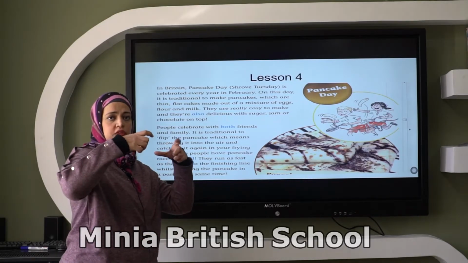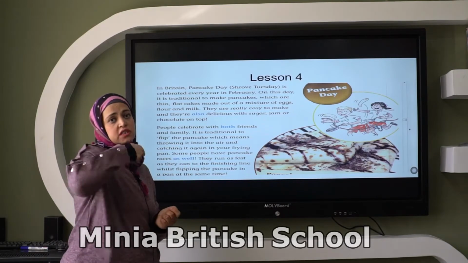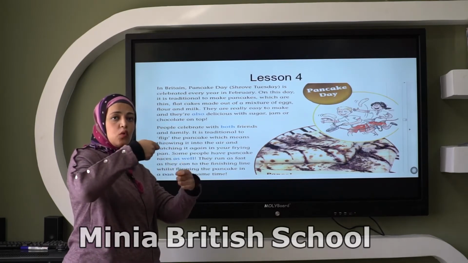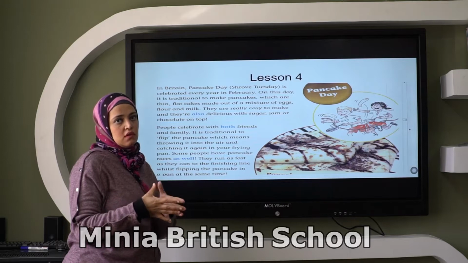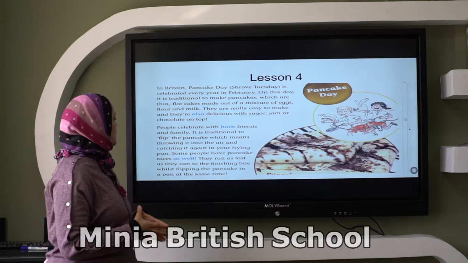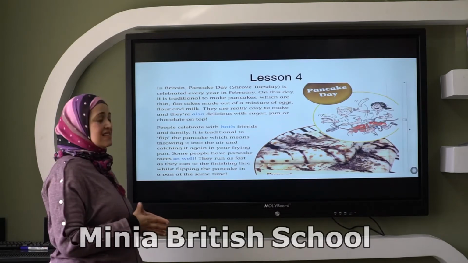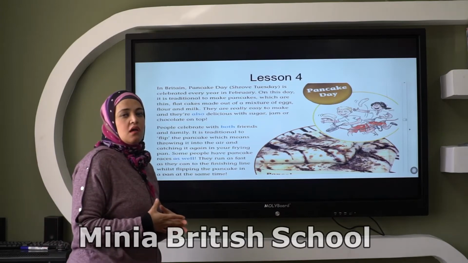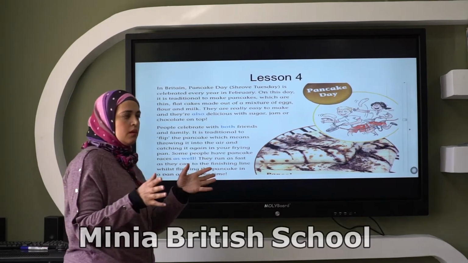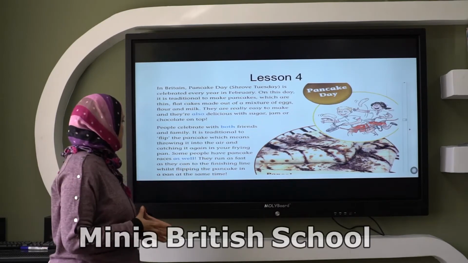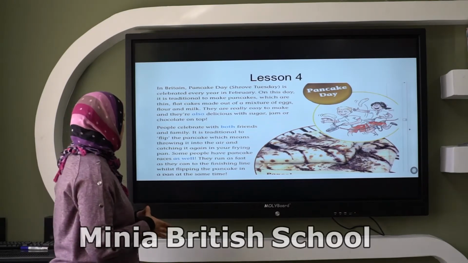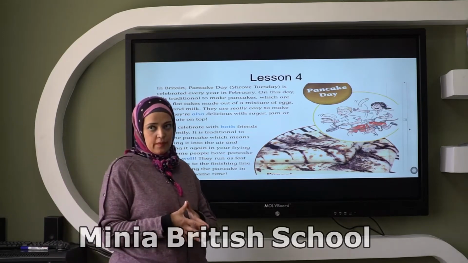flipping this thin cake, turning it. If they are still making it, they keep flipping it all over the heat till they cooked it. In your frying pan, some people have pancake races as well. As we said, they make races among the children, the young ones, the old ones, women, men, whatever. They run as fast as they can to the finishing line, while flipping the pancake in a pan at the same time.